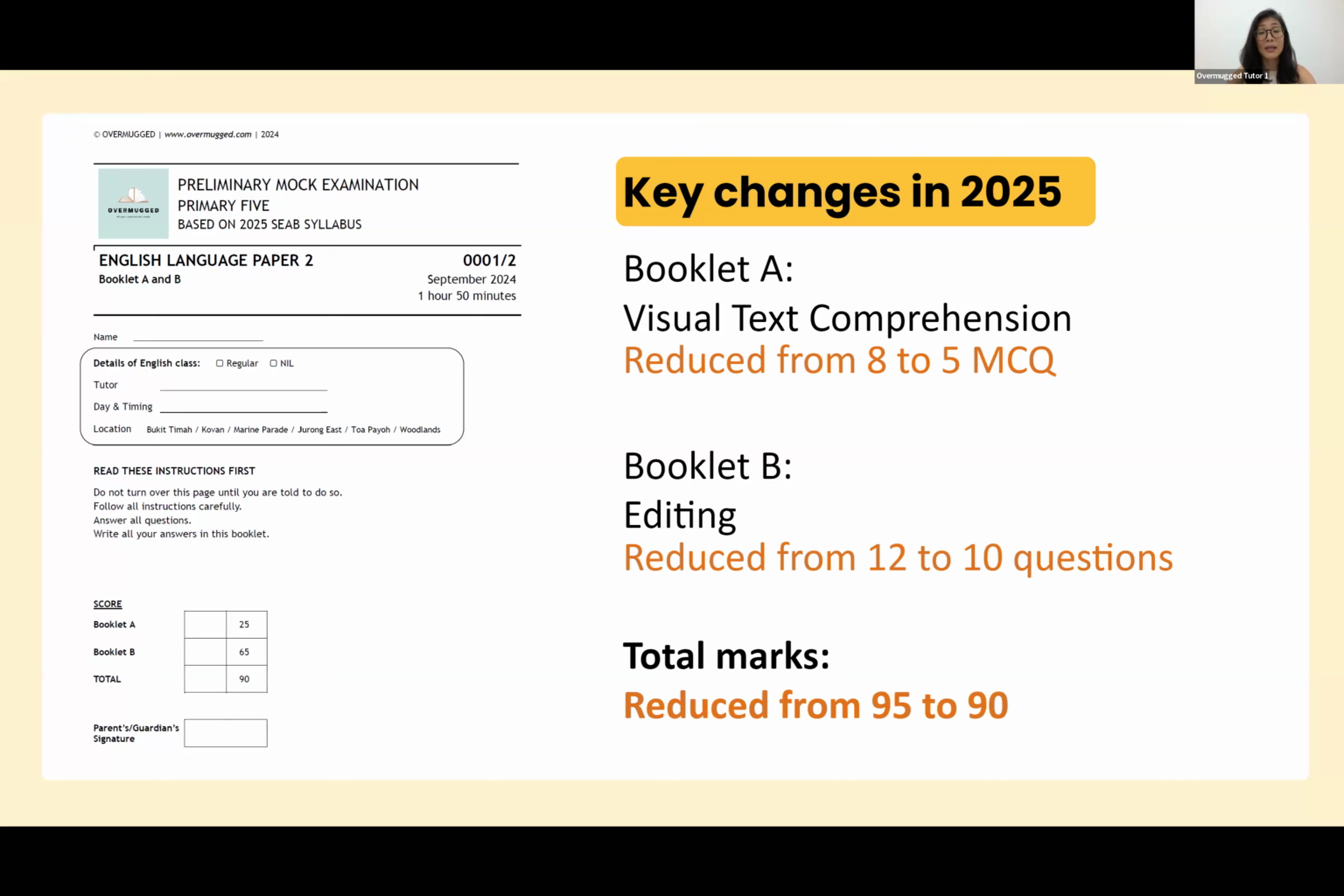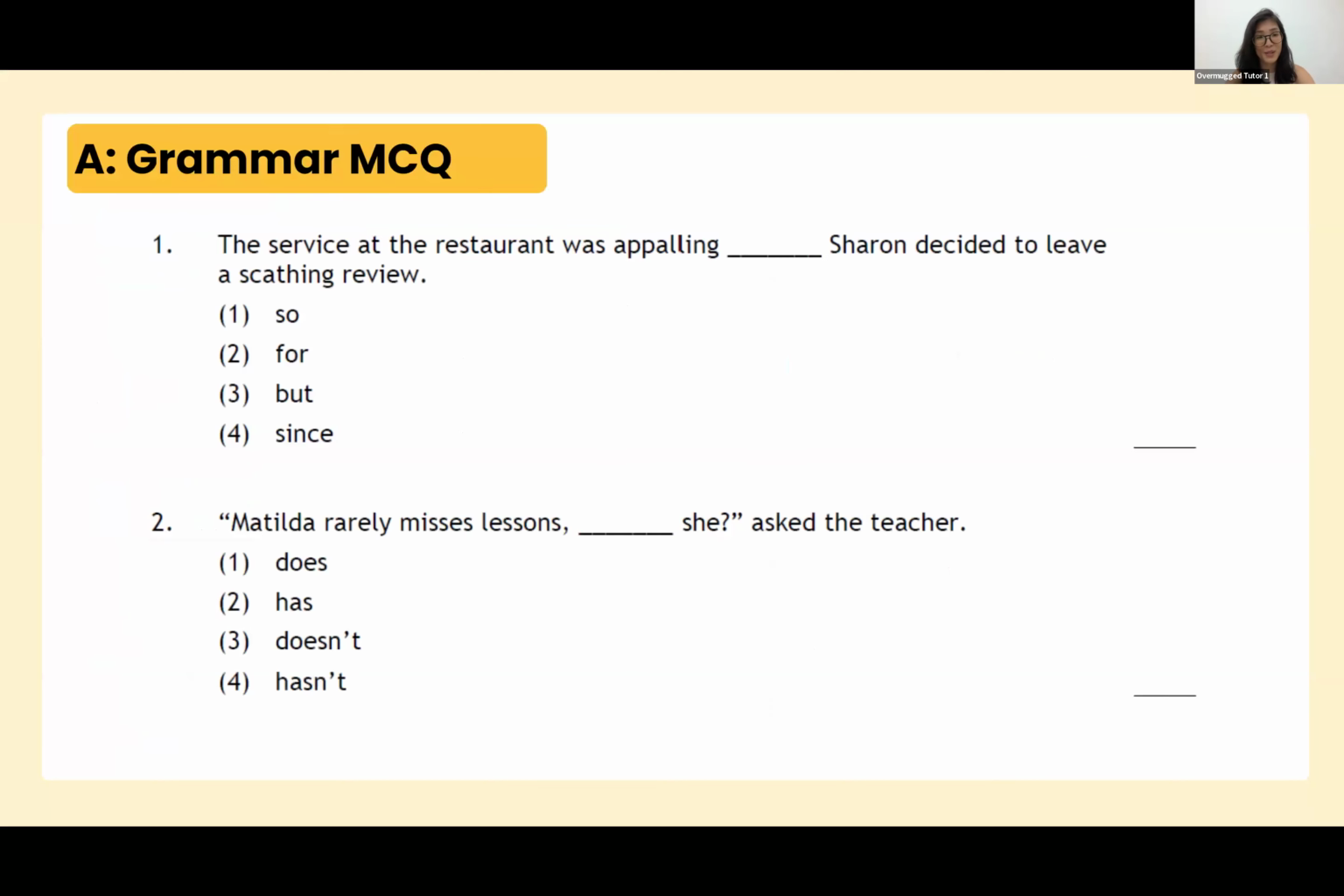All right. So later on, we'll take a look at the one perhaps with the more drastic change, which will be the visual text comprehension. So let's begin with booklet A. We'll start with the grammar MCQ.